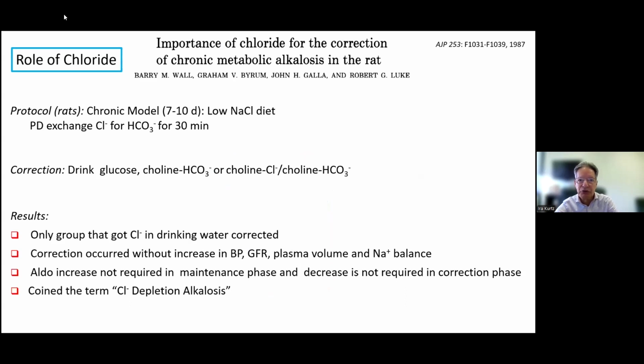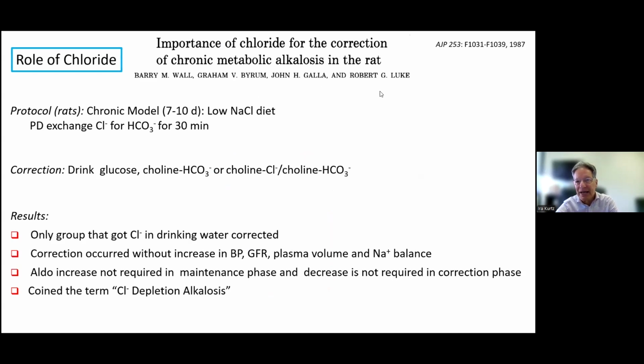Now, what about the role of chloride? So people hypothesized that it's somewhere in the distal nephron, but still no one really understood exactly what was going on, and whether it was chloride delivery or chloride concentration. Exactly, they knew chloride, they knew the words distal nephron and chloride, and that was about it.